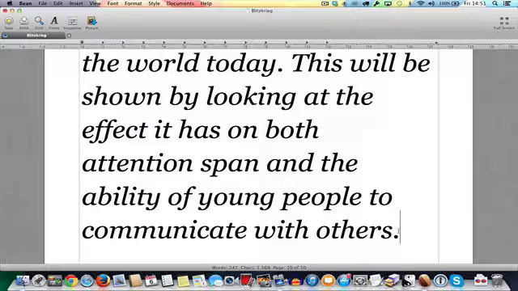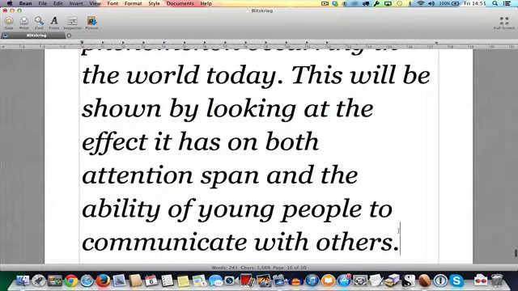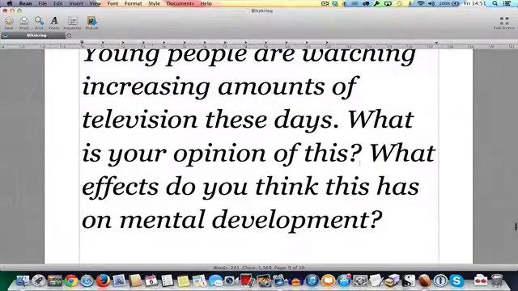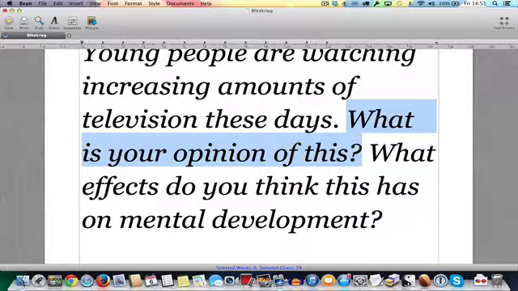And some IELTS instructors may advise devoting an entire supporting paragraph to addressing the what is your opinion portion of the question. But I feel that in focusing my two supporting paragraphs on two separate negative effects of television consumption, this acts as a fitting explanation for why I am of the opinion that increased television consumption is negative. So I would not advise a candidate to address an entire paragraph to the first part of this question, because the other sections of the paragraph will do that for you.